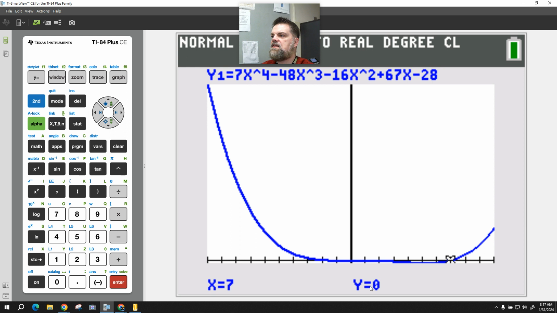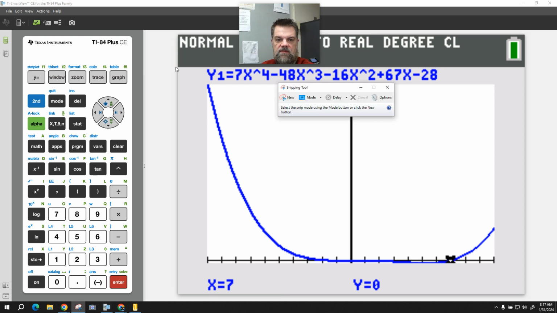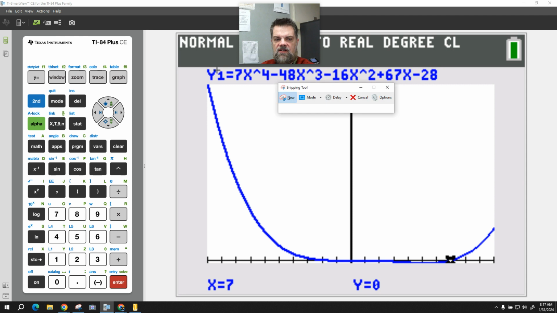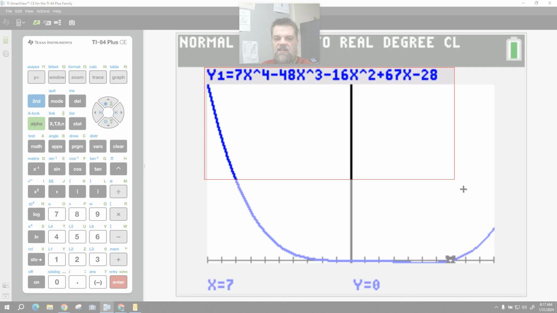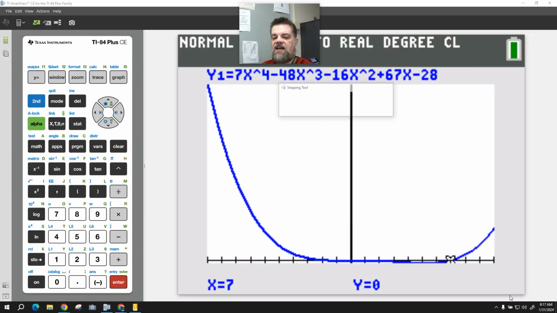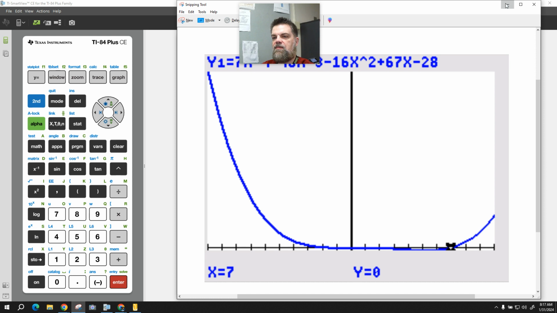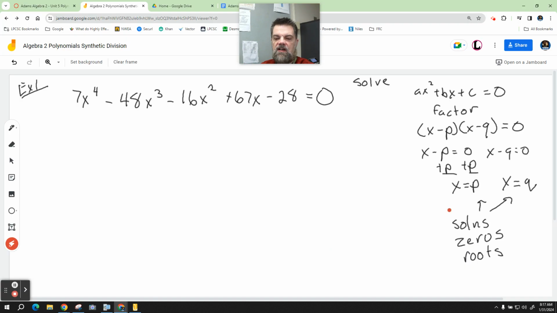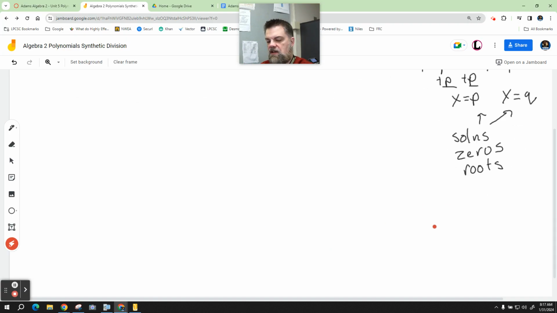Does that make sense? So what does that mean? Well, it means that 7 is a solution. Okay? That means that 7 is a solution. So I'm going to take a screenshot of this. Now normally, what we got to do is kind of guess what one of the solutions might be for synthetic division. But one little shortcut is that we sketch the graph.